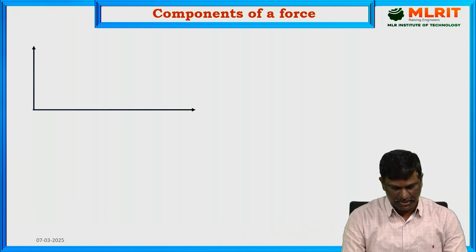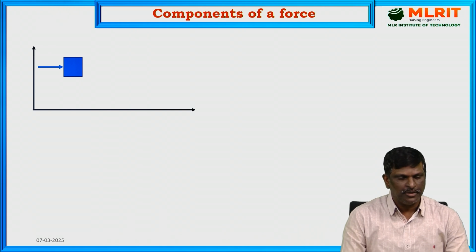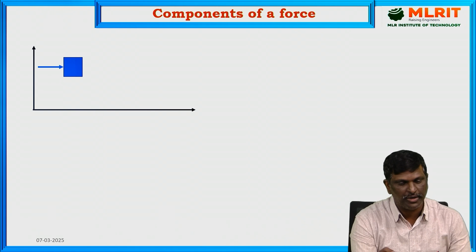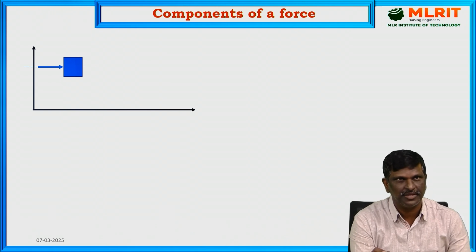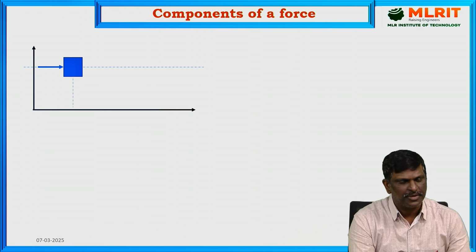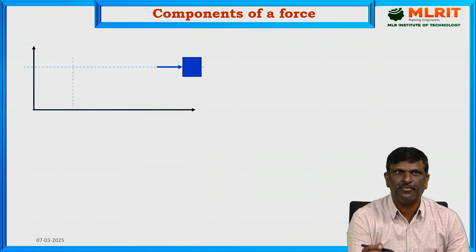let us take a body acted upon by a horizontal force. The effect of the force on the body is to move the body in its line of action. A horizontal force will move the body or will try to move the body in its line of action. This is the initial position of the body. Due to the application of force, the body may tend to move in horizontal direction. This is the final position.